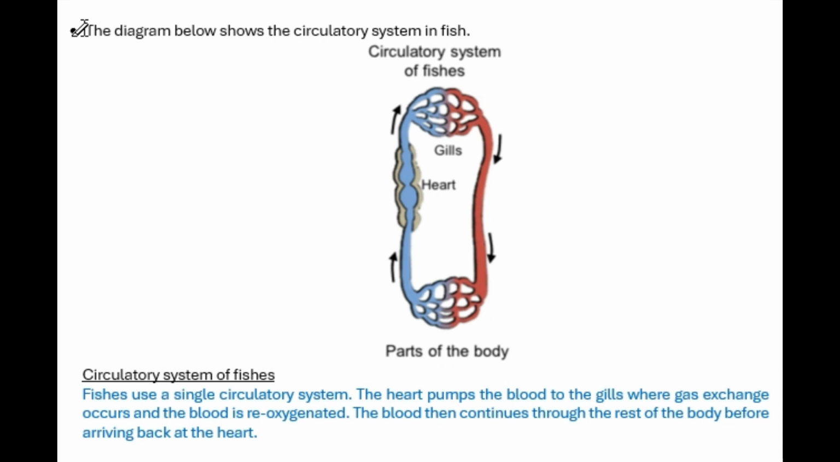The diagram below shows the circulatory system in fish. Circulatory system of fishes. Fishes use a single circulatory system. The heart pumps the blood to the gills where gas exchange occurs and the blood is reoxygenated. The blood then continues through the rest of the body before arriving back at the heart.